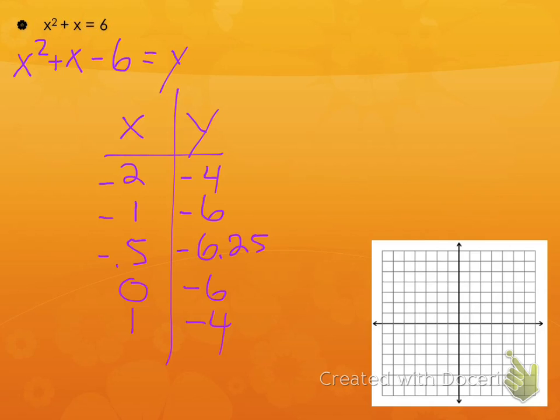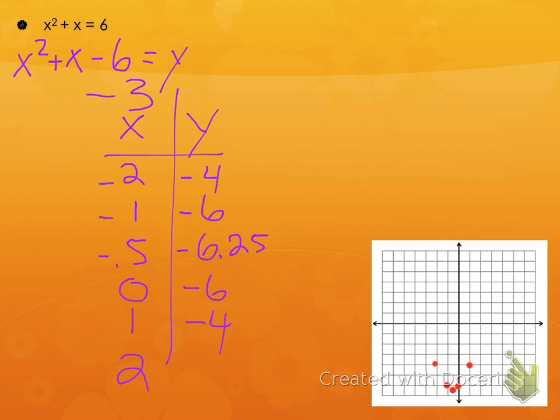So again, when I graph these: negative 2, negative 4; negative 1, negative 6; negative half, negative 6.25; and then symmetrical through. Here the problem is that my points don't actually line up so that they're crossing the x-axis, so if I would draw my parabola, I would be guessing where it crosses my x-axis. So we're going to plug in one more point on each side.